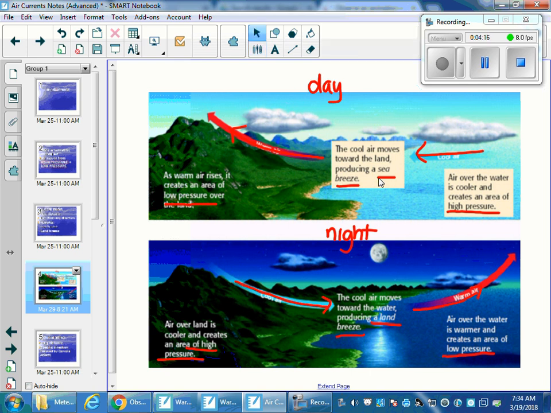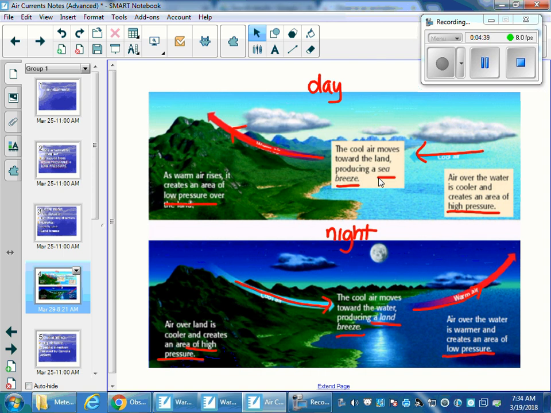So both of these are caused because there's unequal heating and cooling, which creates different areas of pressure, relatively high or relatively low, and then our air moves because of this. Now, there's a box on your note sheet that asks you about what type of heat transfer is happening here. So here we're having heat being transferred mostly through the air.